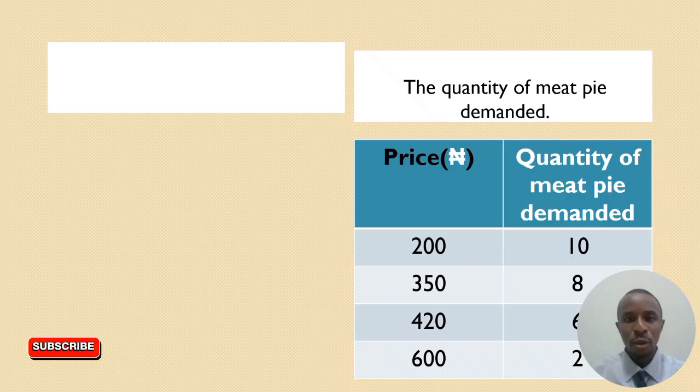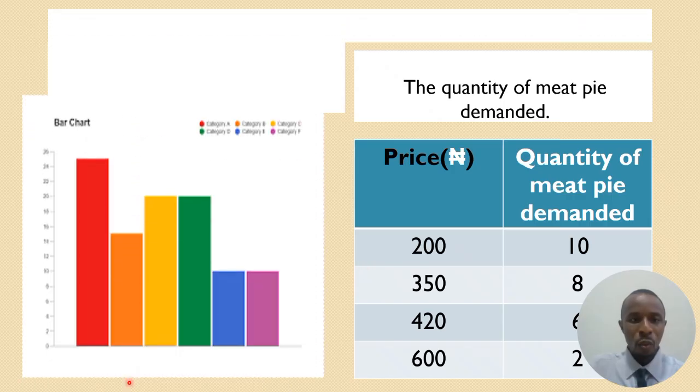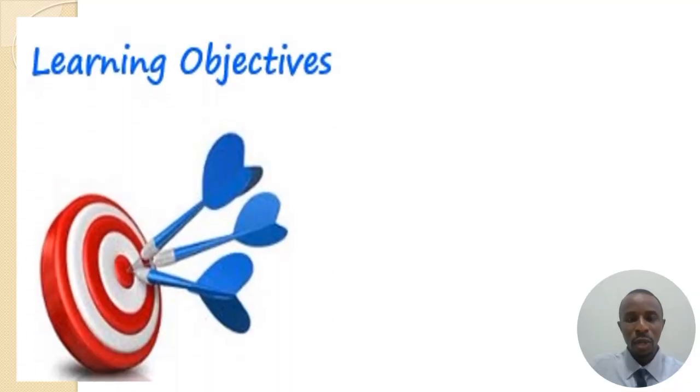Today I'm going to continue with another interesting topic in economics for beginners. Let's do this together. Now we have a table. If you look at it, there's a table that has a title that shows the quantity of meat pie demanded. And on the other side, we have a histogram. When you look at these two, there are tools that are required in statistics for analysis. So that will lead us to our topic for today, which is basic tools for economic analysis.